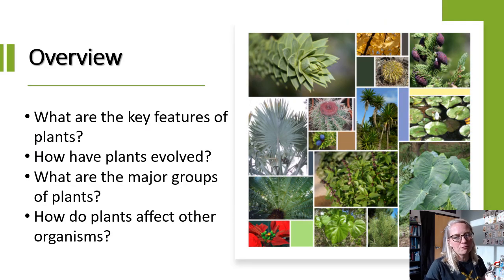So for this chapter, the overview, we're going to talk about what makes a plant, so what their key features are, a little bit of background of how they evolved from primitive organisms. The major groups, we'll go through the classifications and, like I said, see some of those life cycles and the differences as they kind of go from water plants as they've evolved to terrestrial plants, and then lastly how plants affect other organisms, primarily us.